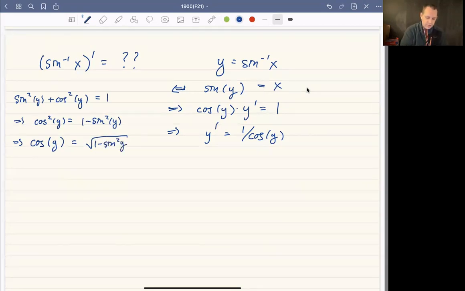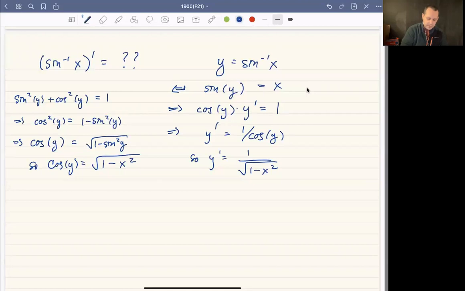So it turns out that cosine of y is the square root of 1 minus sine of y quantity squared, and sine of y was x. So it turns out that cosine of y is equal to the square root of 1 minus x squared. And therefore, the derivative is going to be 1 over the square root of 1 minus x squared.